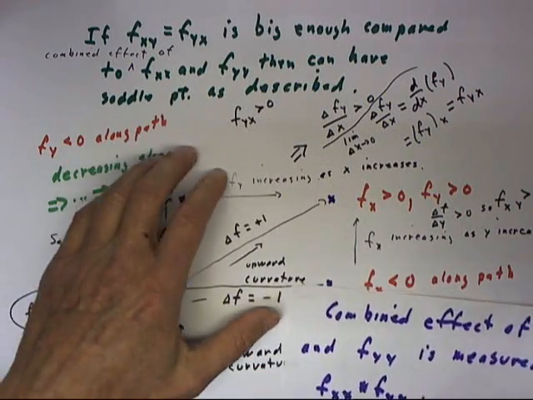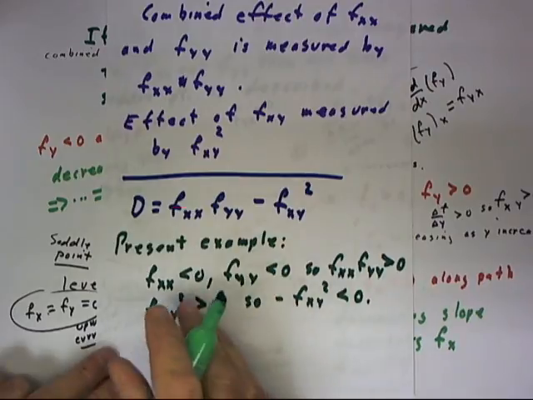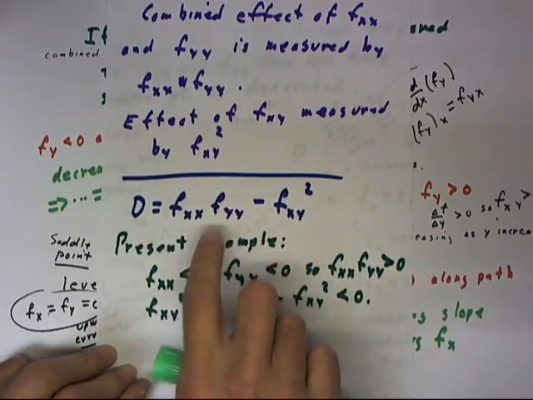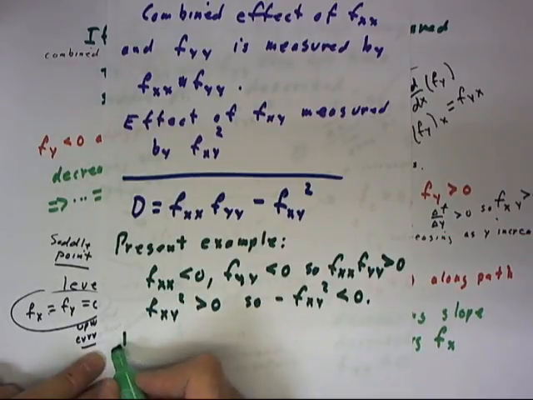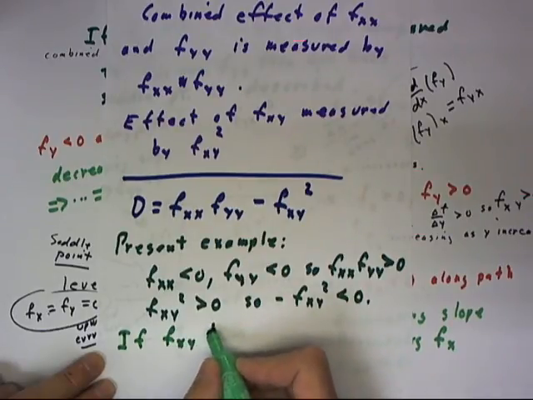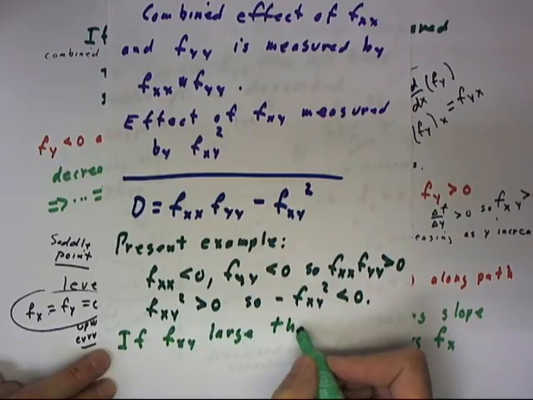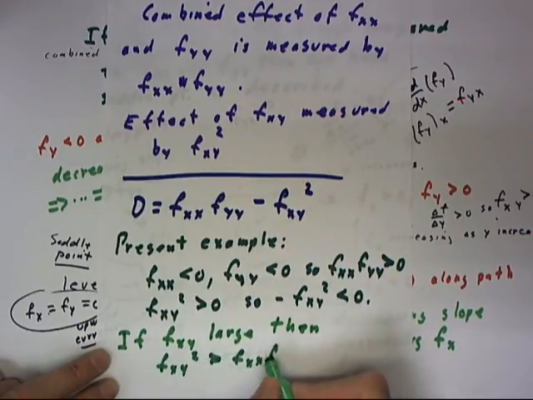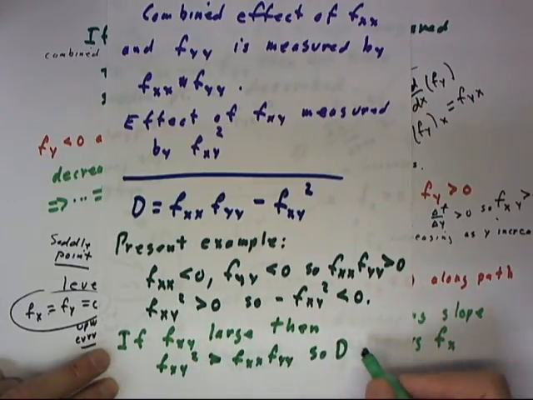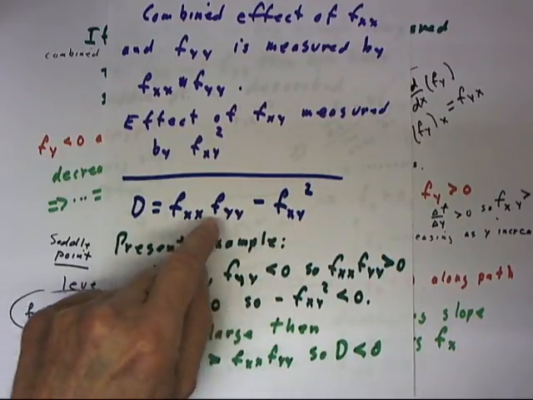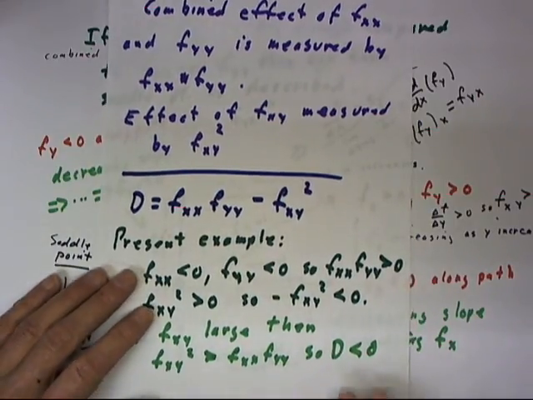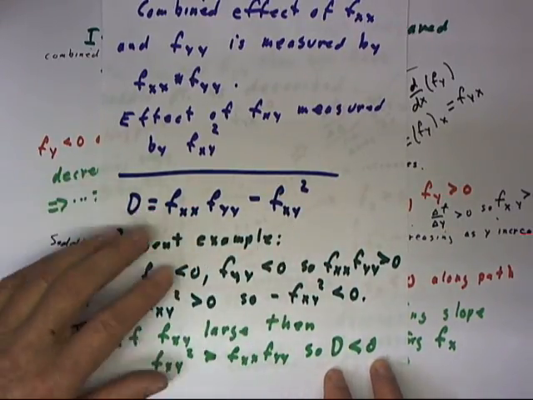Now, our hand-waving argument that we've been using here indicates that if fxy is big enough, then it can counter the effect of fxx and fyy. So if fxy is large, then fxy squared is bigger than fxx fyy, so that the discriminant is going to be negative. Because if this is bigger than this, when we subtract it from this, we're going to get a negative. And we've seen that when fxy is big enough, that's going to lead us to a saddle point.